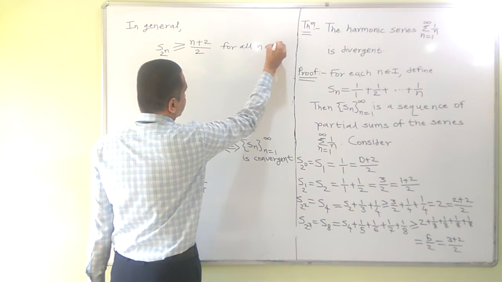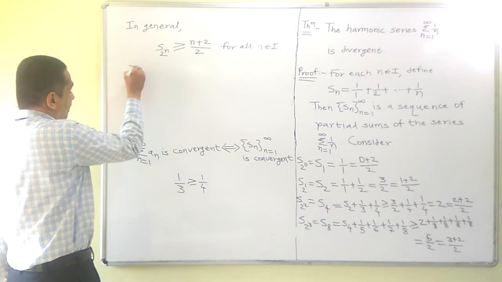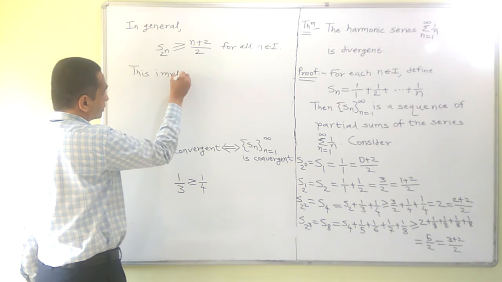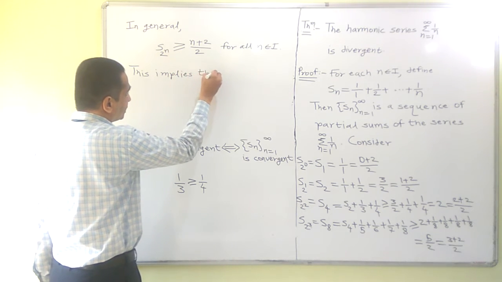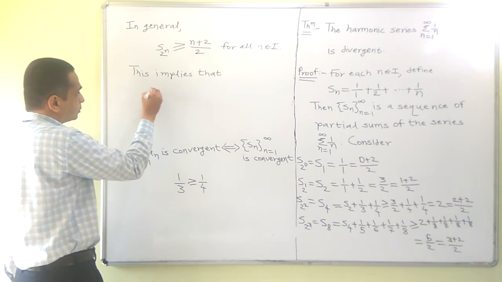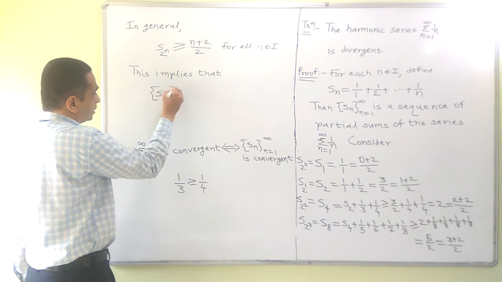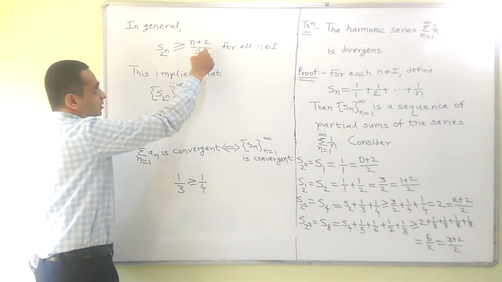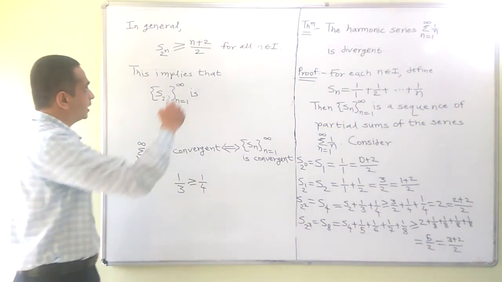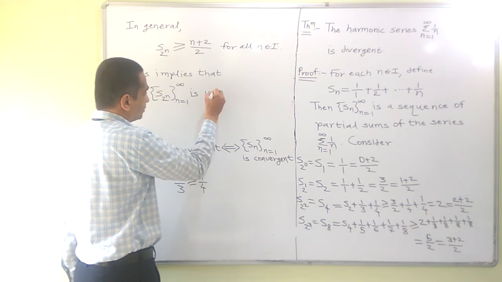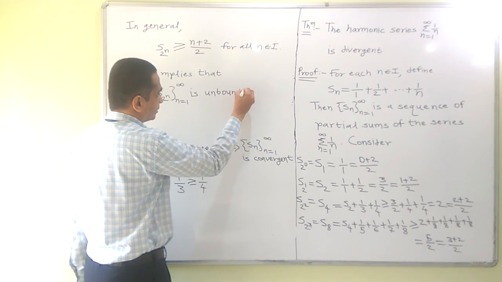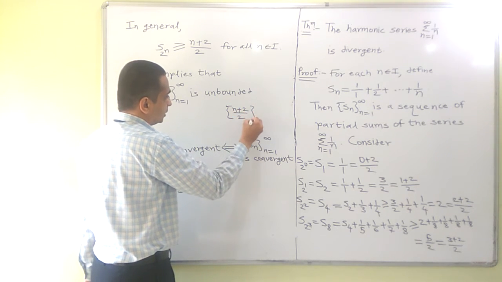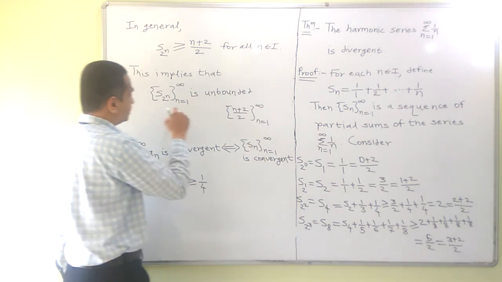Now this implies that S2 raised to n, n equal to 1 to infinity, is unbounded, because this term itself is unbounded for n unbounded. Note that the sequence n plus 2 is not upper bounded, hence this is not upper bounded.